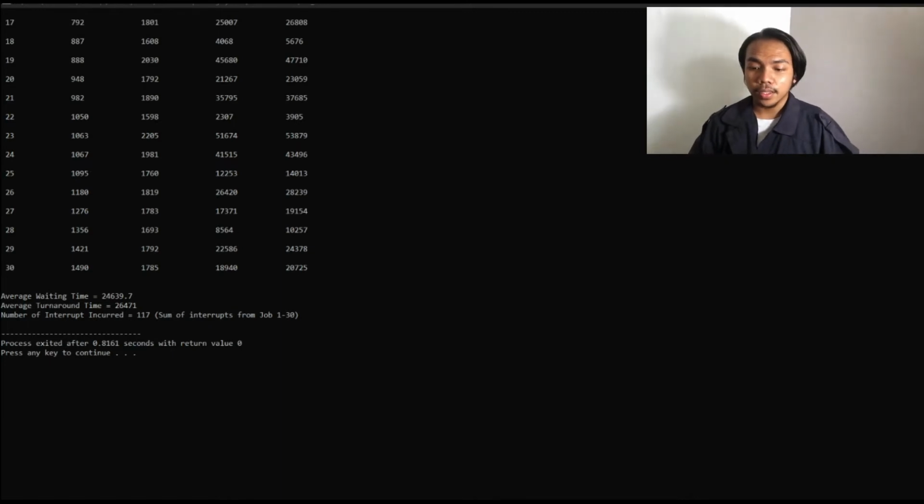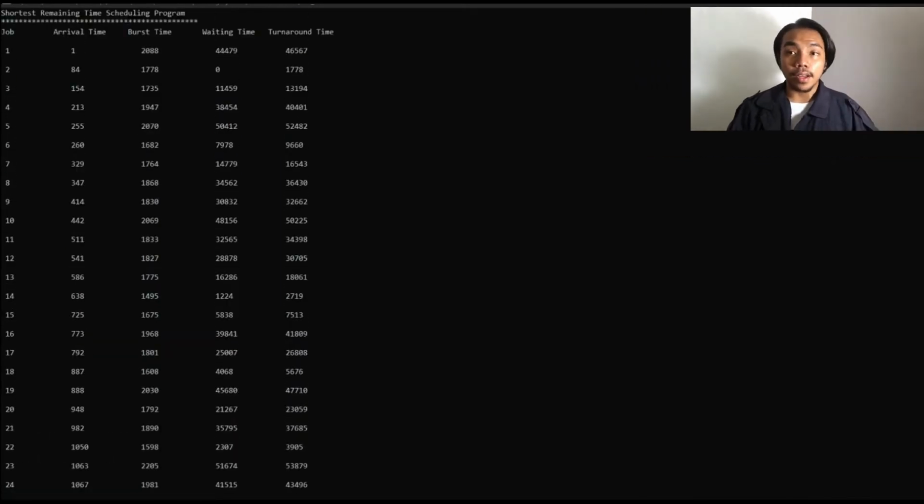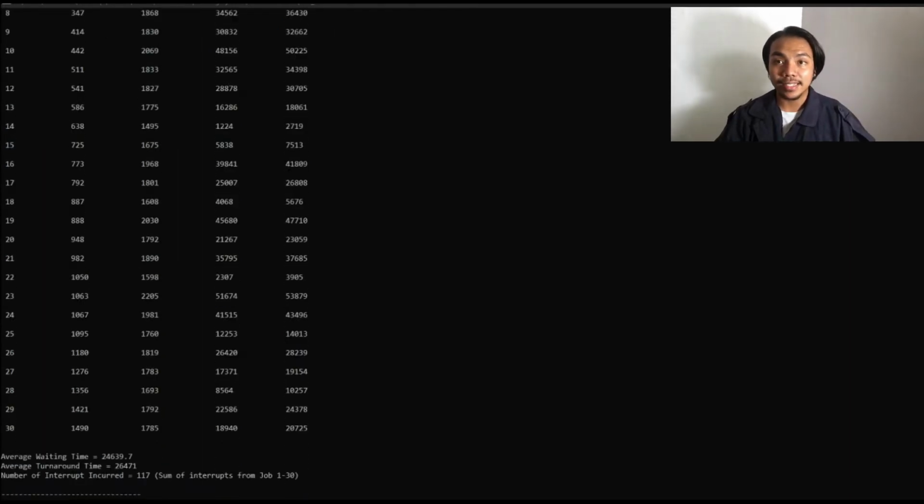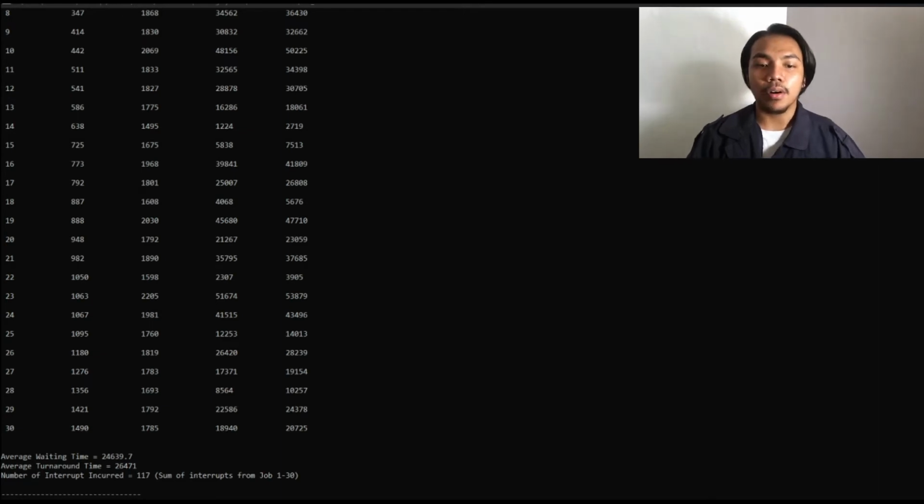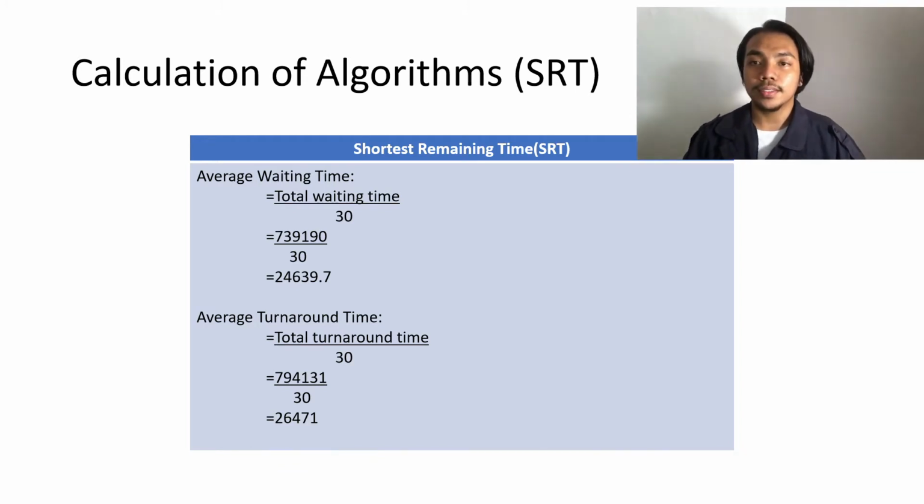And then we go to the shortest remaining time scheduling program. This output is sorted by arrival time, hence the burst time is not in order. The average waiting time for this algorithm is 24,629.7, and the average turnaround time is 26,471. The number of interrupts incurred is 117, the sum of interrupts from job 1 until 30.